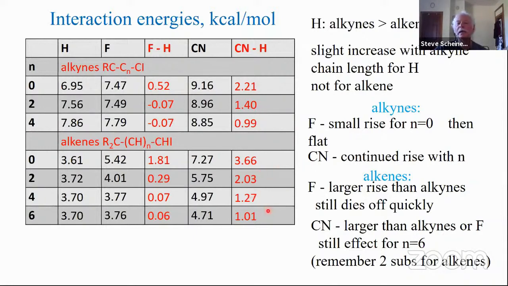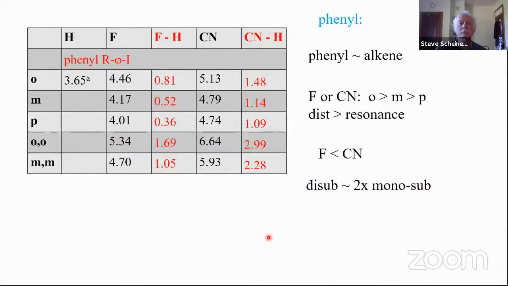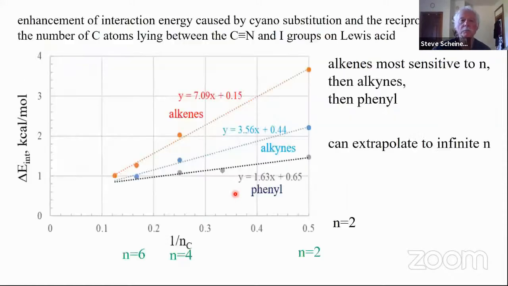The same thing is true in the alkenes. The cyano group is stronger than the F, and its effect lasts quite a bit. Turning to the phenyl groups, again, the patterns look a lot like we saw for the sigma holes. Ortho, meta, para, the effect dies out as we go from ortho, meta to para. Same thing in the cyano group. And in terms of two orthos or two metas, they have essentially a doubling effect. So the pattern of the interaction energies is very similar to the sigma hole depths.